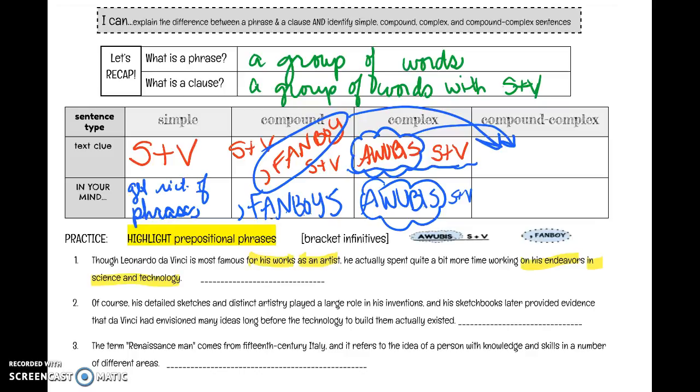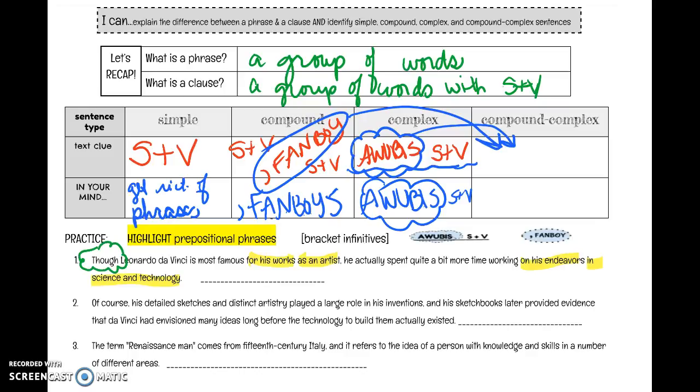I can look for an infinitive, but because I don't see "to" anywhere in any of these sentences or in this sentence, then I know I don't have an infinitive. The next thing I want to look for is an AWUBIS. You can look at the poster on the wall, or you can look at the page in your interactive notebook. I know that "though" is one of my AWUBISes.